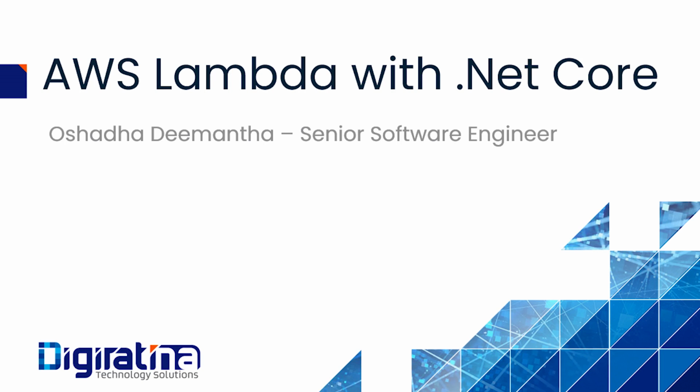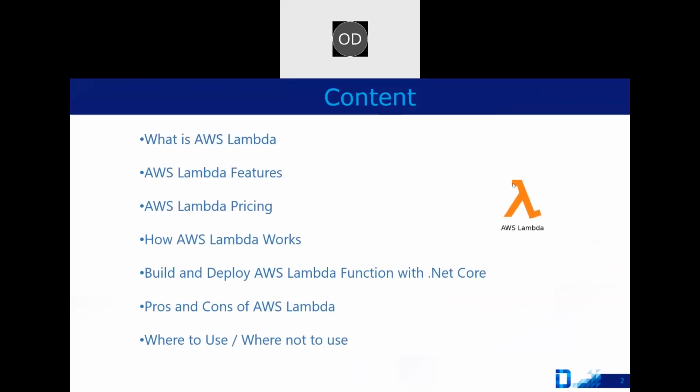So this is my subtopics. Today I'm going to discuss: first, what is AWS Lambda; second, AWS Lambda features, what are they available, and also AWS Lambda pricing; how AWS Lambda works and how to build and deploy an AWS Lambda function with .NET Core. The final thing is what are the advantages and disadvantages of AWS Lambda, and where to use and where to not use that AWS Lambda feature.